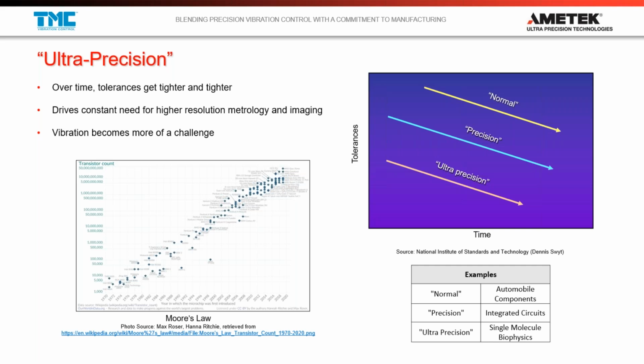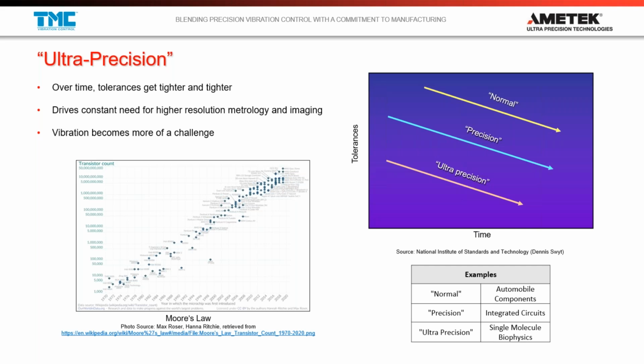So as time goes by, if you look at the chart on the right, we see a general trend in what we call normal size features, precision features, and ultra precision features. And the tolerances of these features decrease as time goes on. We see this very evidently in the semiconductor industry, where our telephones and everyday objects we use nowadays may have taken rooms and rooms and rooms of processing power and supercomputers to perform the operations that they can do nowadays.